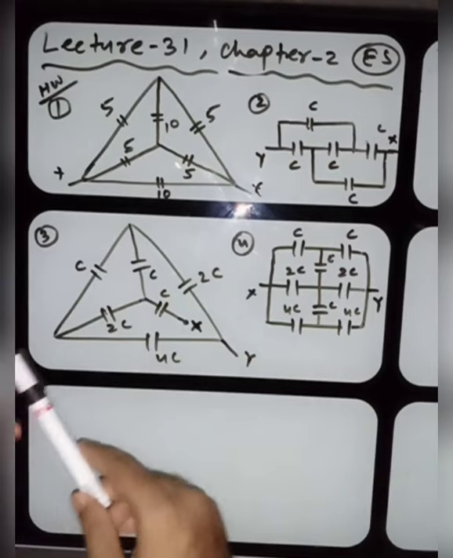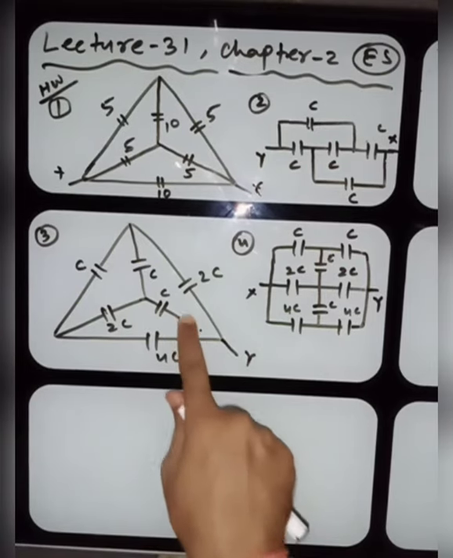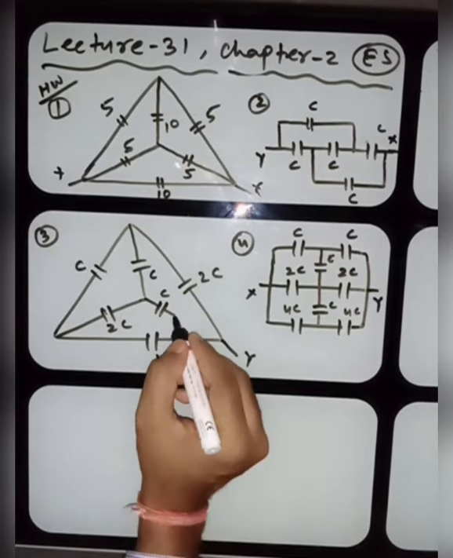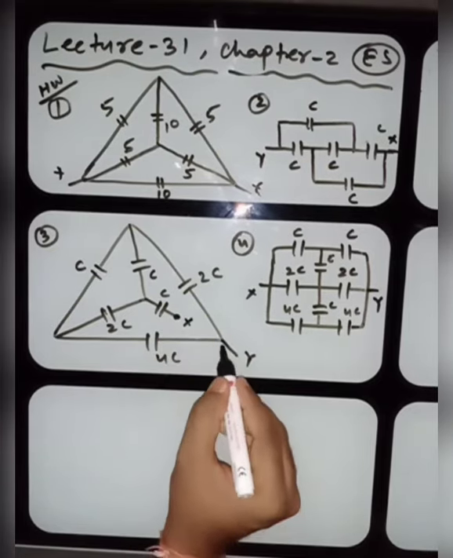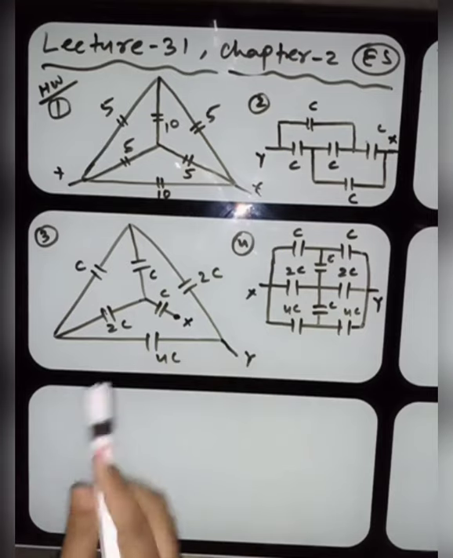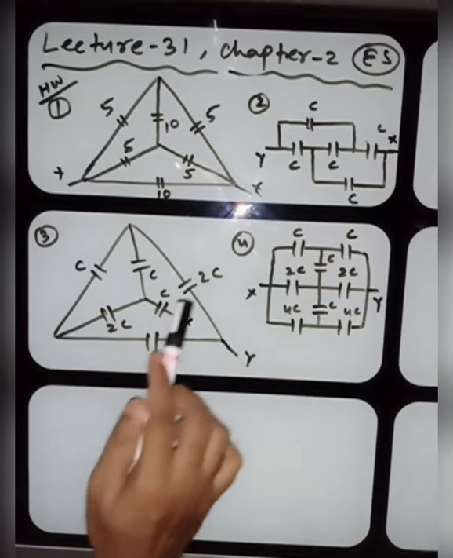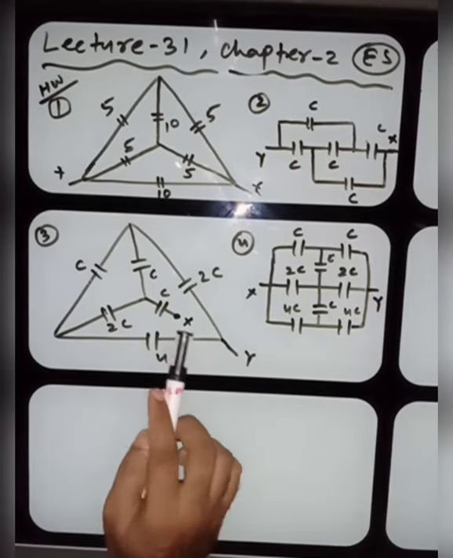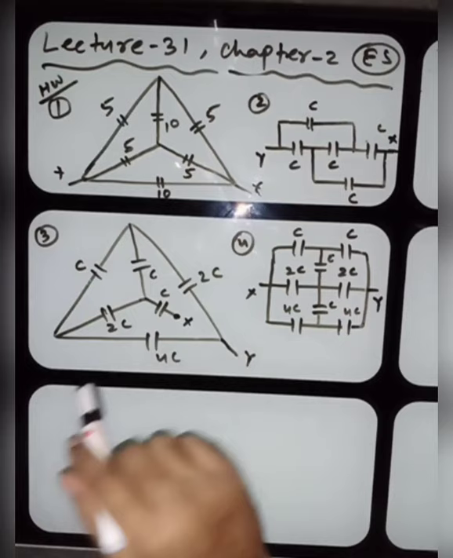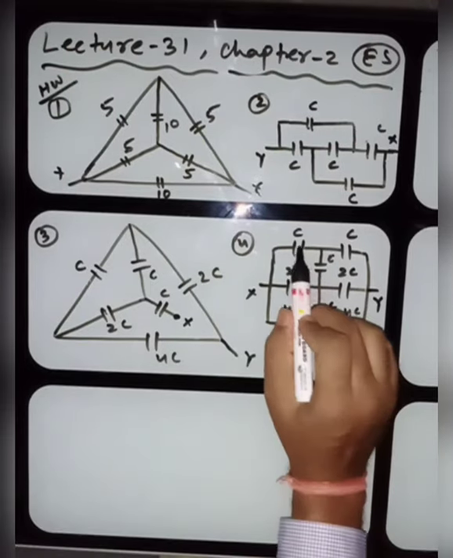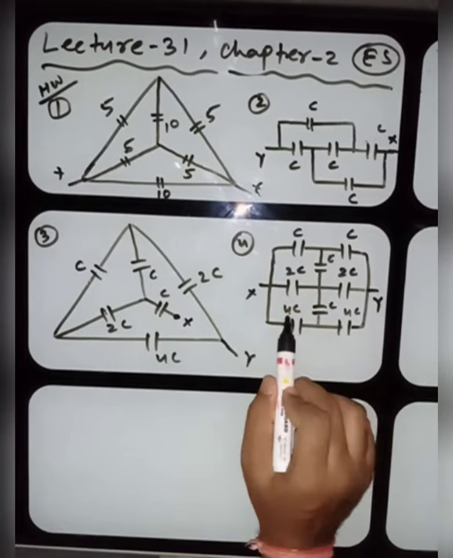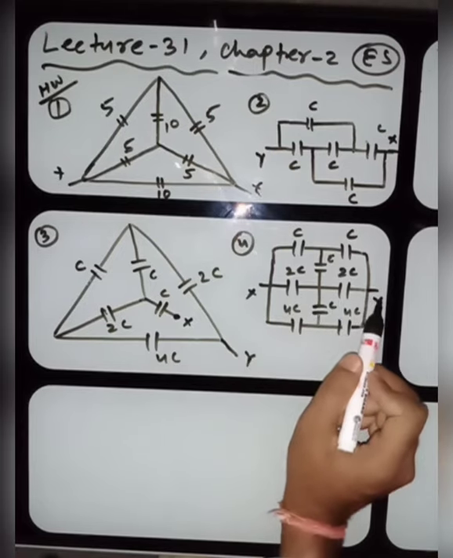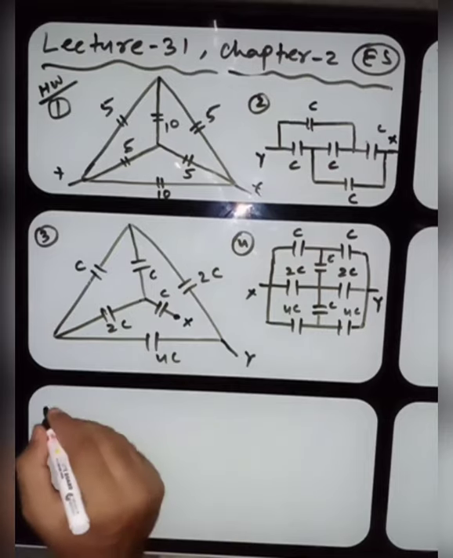Now look here, this is not connected. Remember, this is not linked with this one. This terminal is X and this is Y. Here C, C, 2C, 2C, 4C and C. You have to find the equivalent capacitance between terminals X and Y. Now the fourth one: C, C, 2C, 2C, 4C, 4C, C and C, terminals X and Y. So these are the four homework problems.